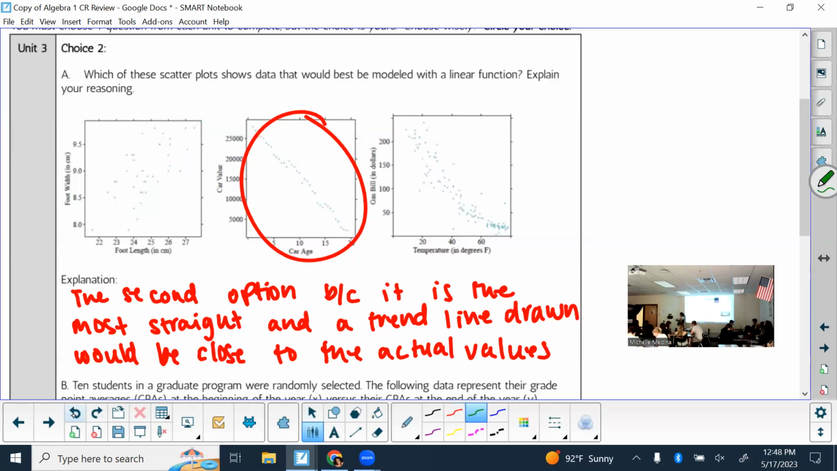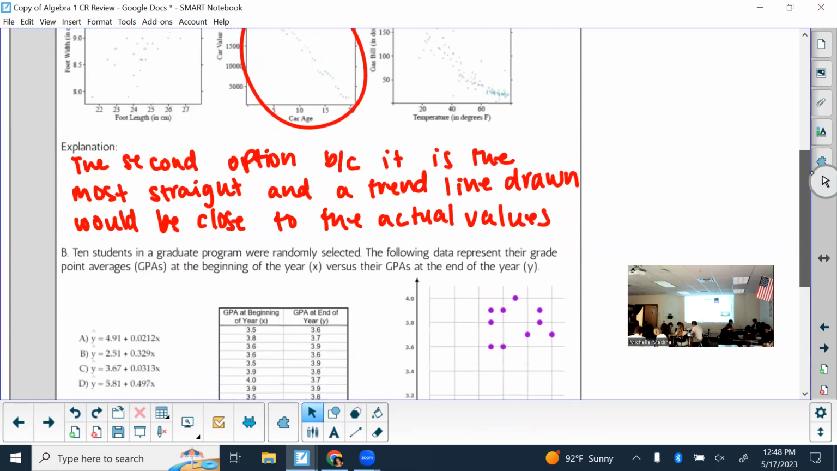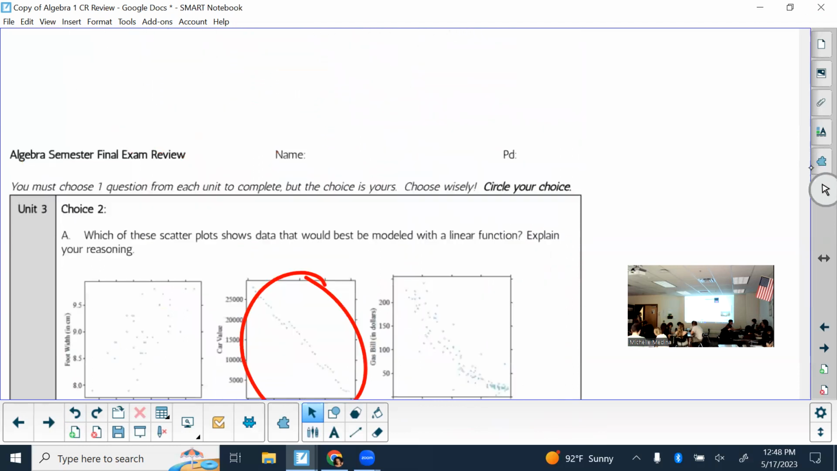Questions on that? So don't forget to explain. Then this part down here, had a lot of questions about that part.